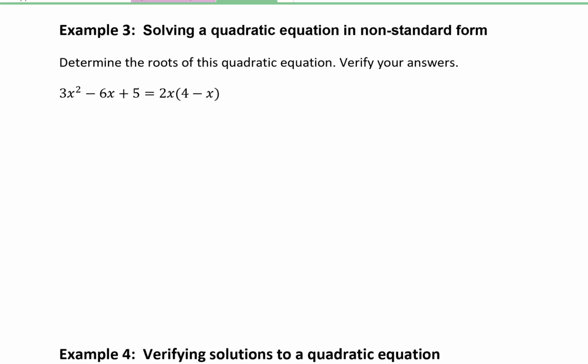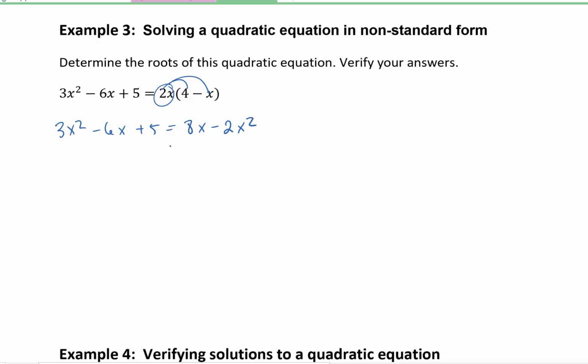Solving a quadratic equation in non-standard form. So non-standard form, exactly what we were doing in example 2. You're going to put it into standard form, and then you can do what we did before and solve by finding the roots. They actually say verify your answers as well, so we'll see how we can do that. Taking a look at this one, I see I have to do some distribution. Got 3x squared minus 6x plus 5 is equal to 8x minus 2x squared.